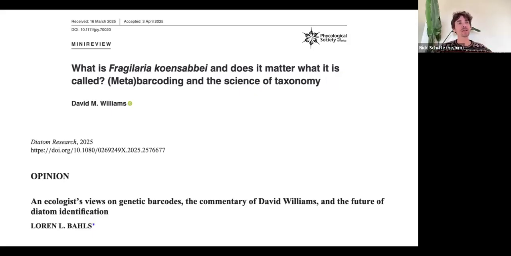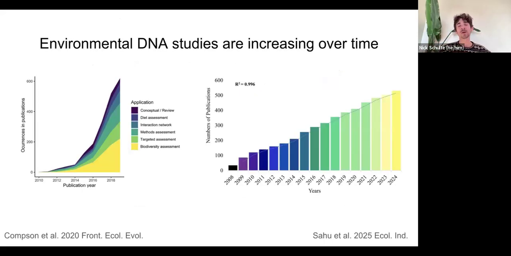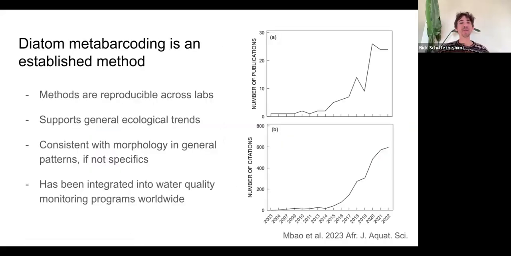So it begs the question of, is there utility in this newer technology? And we're seeing across environmental or ecosystem types, across organismal groups, that environmental DNA studies are increasing exponentially over time, to the point of having a couple dozen papers in 2008 to over 500 a year over the last couple of years. I mean, I get alerts every day for 10 new metabarcoding papers of whichever group. And whether that's a fad, great question, but let's think about whether it is useful for diatom research.